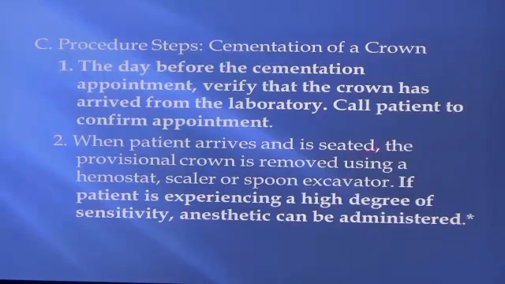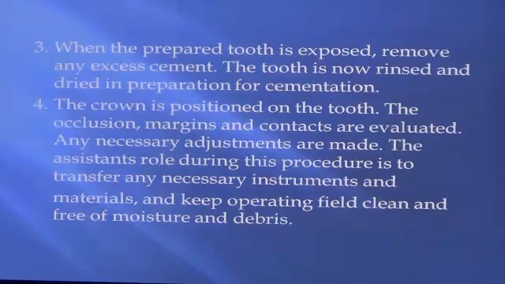When the patient arrives, you seat the patient. The temporary is removed. And again, once the temporary is removed, if the tooth is really sensitive, we're going to give them an anesthetic in order to make them comfortable. Once you remove the temporary, we're going to have to rinse the tooth and clean it out before we try the other crown. We try the crown, adjust any contacts, make sure that the floss is going through, check the bite, make sure everything looks good.